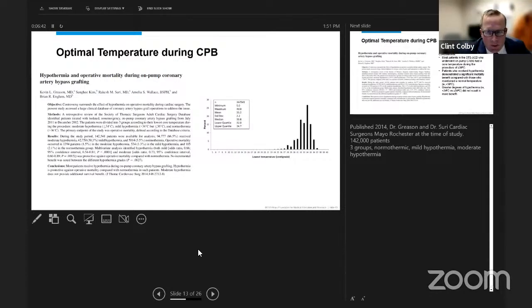This was a study published in 2014 by Dr. Greason and Dr. Suri and associates, surgeons at the Mayo Clinic at the time of the study. This study was in 2014, which was close to when the guideline was released. It's hypothermia and operative mortality during on-pump coronary artery bypass grafting. It talks about the controversy of hypothermia compared to normothermia. And three groups were divided into normothermic group, mild hypothermia, and moderate hypothermia.